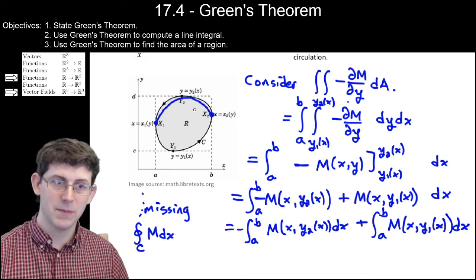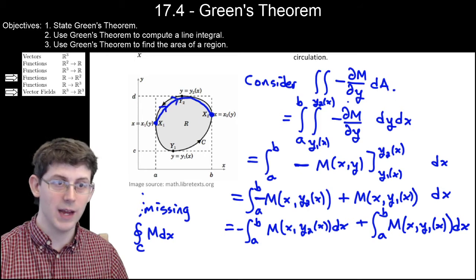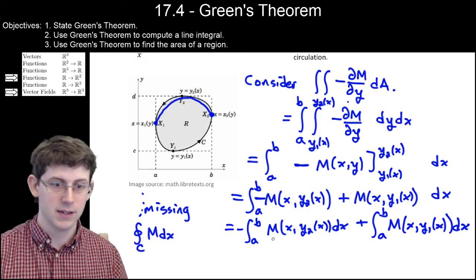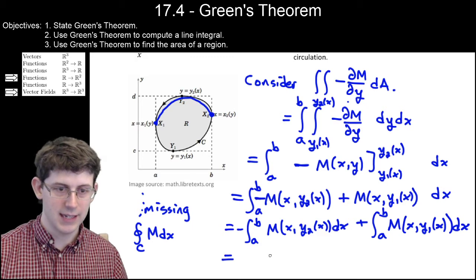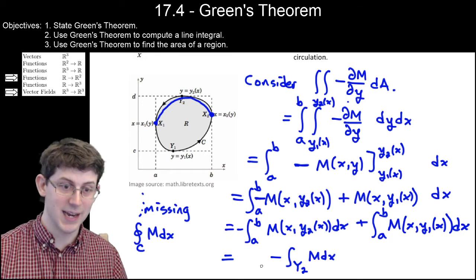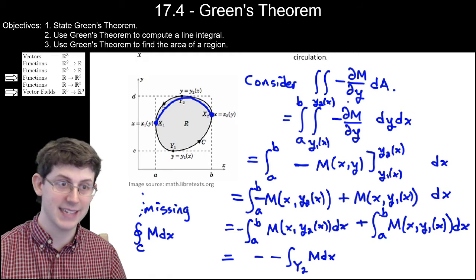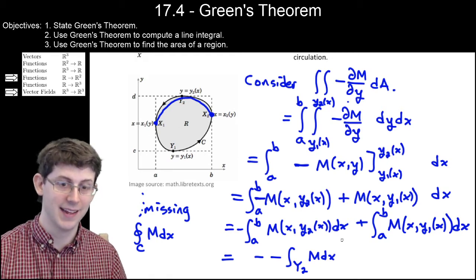Is that the curve y2? No, that's the opposite way of the curve y2. So this integral is actually minus the integral over y2 of m dx. I have this extra minus sign floating here, and it's very helpful because it will let me cancel out the minus sign that came from me going the wrong way.